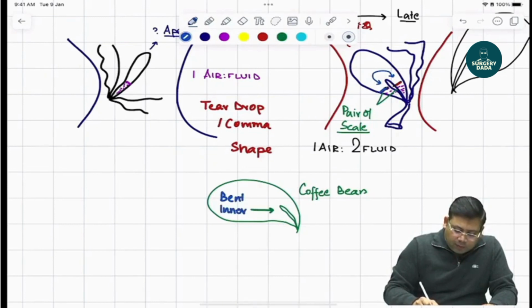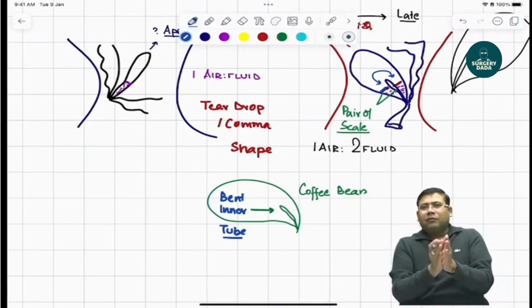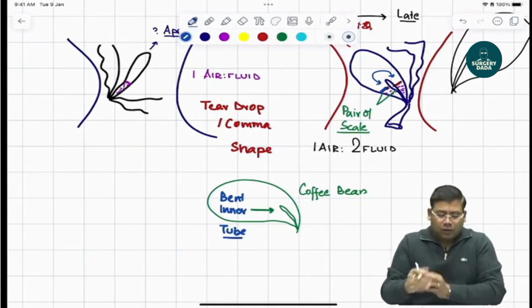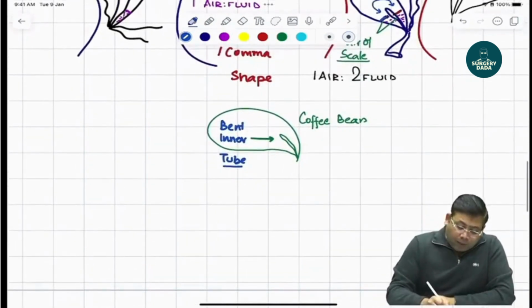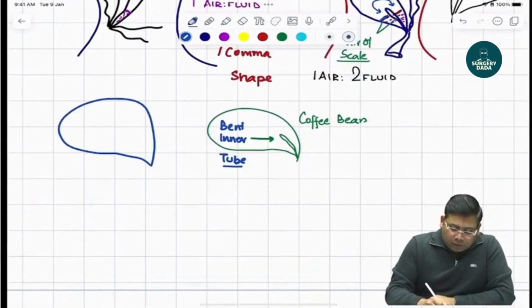This is important. Bent inner tube. Understand that the inner surface of the tube is more acutely bent, and that is what is a bent inner tube sign. Now this is what is very important. Apart from that, if you see these volvulus, it is something like this. Yeah, this is how the things are.